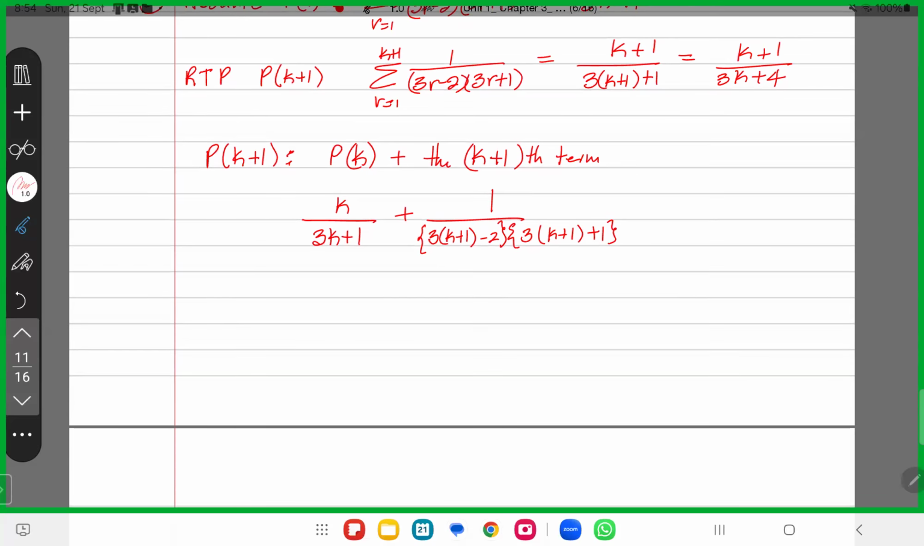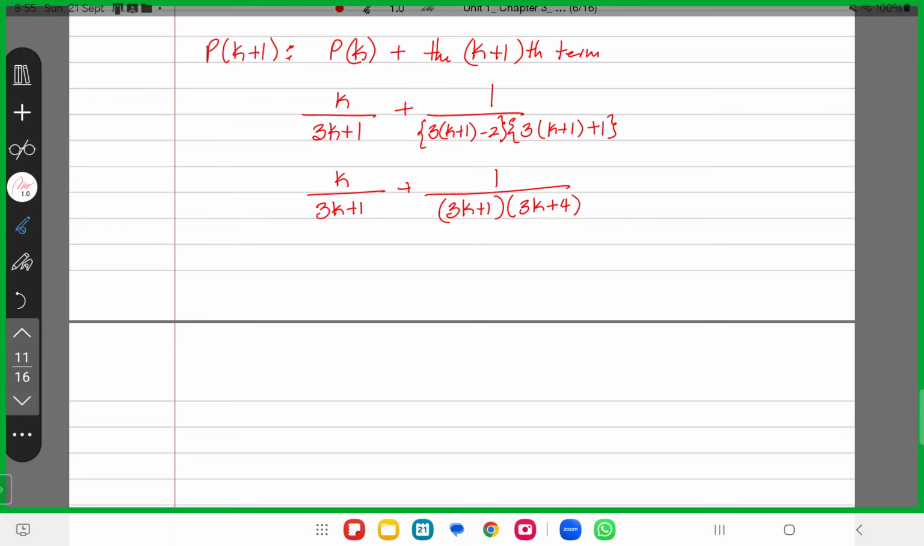Remember, we're working the left-hand side. This is k over 3k plus 1 plus 1 over 3k plus 3 minus 2. This is 3k plus 1 multiplied by 3k plus 3 plus 1, which is 3k plus 4. We're still working the left-hand side, and our objective is to get it to look like that. Once we get the left side to be that, we're finished.